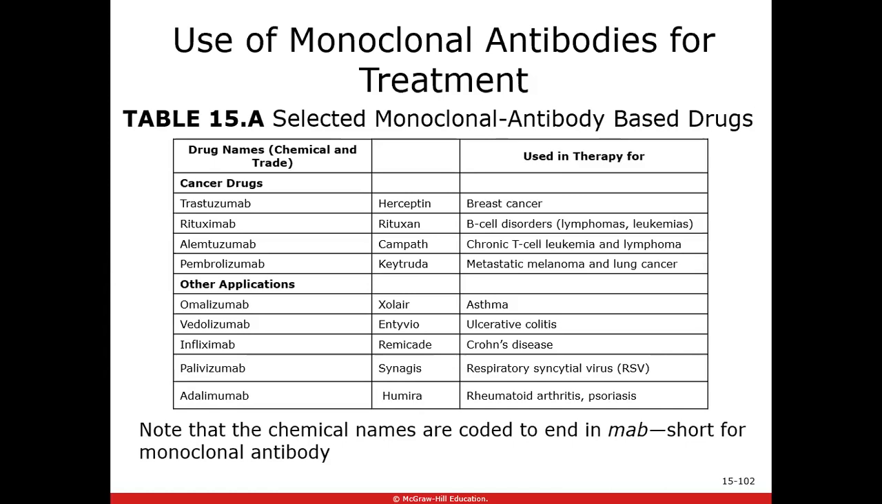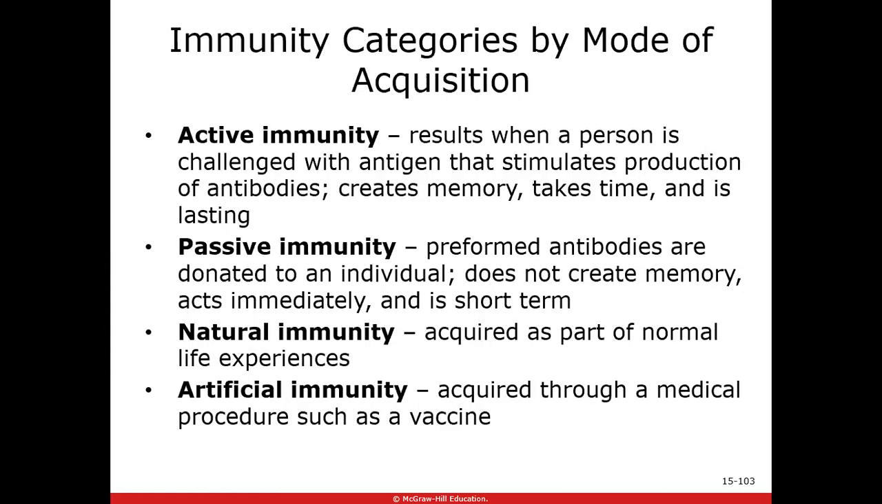Okay, so the monoclonal drugs for treatment, you don't have to know those. This I do want you to know. Categories, immunity categories by mode of acquisition, how you actually got it. Active immunity results when a person is challenged with an antigen, stimulates production of antibodies, creates a memory. This takes time, but it's lasting.